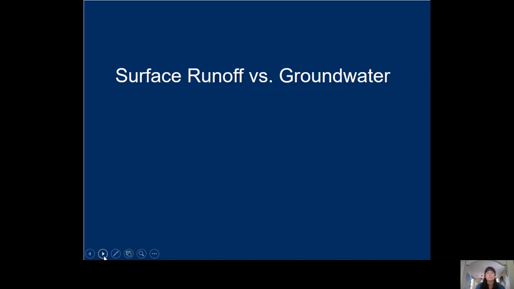So, surface runoff versus groundwater. Why do we have some water running through the surface, and why do we have some going into the ground?